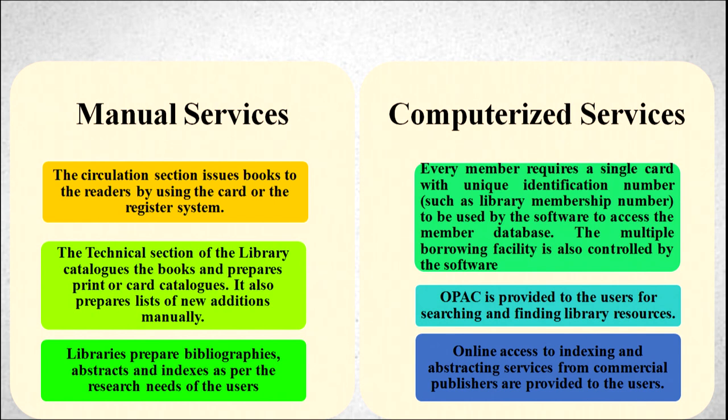In manual services, the technical section of the library catalogs the books and prepares a printed card catalog. It also prepares a list of the new editions manually. But in the computerized system, the cataloging process is done automatically by the software, and OPAC is provided to the member to search the books available within the library.